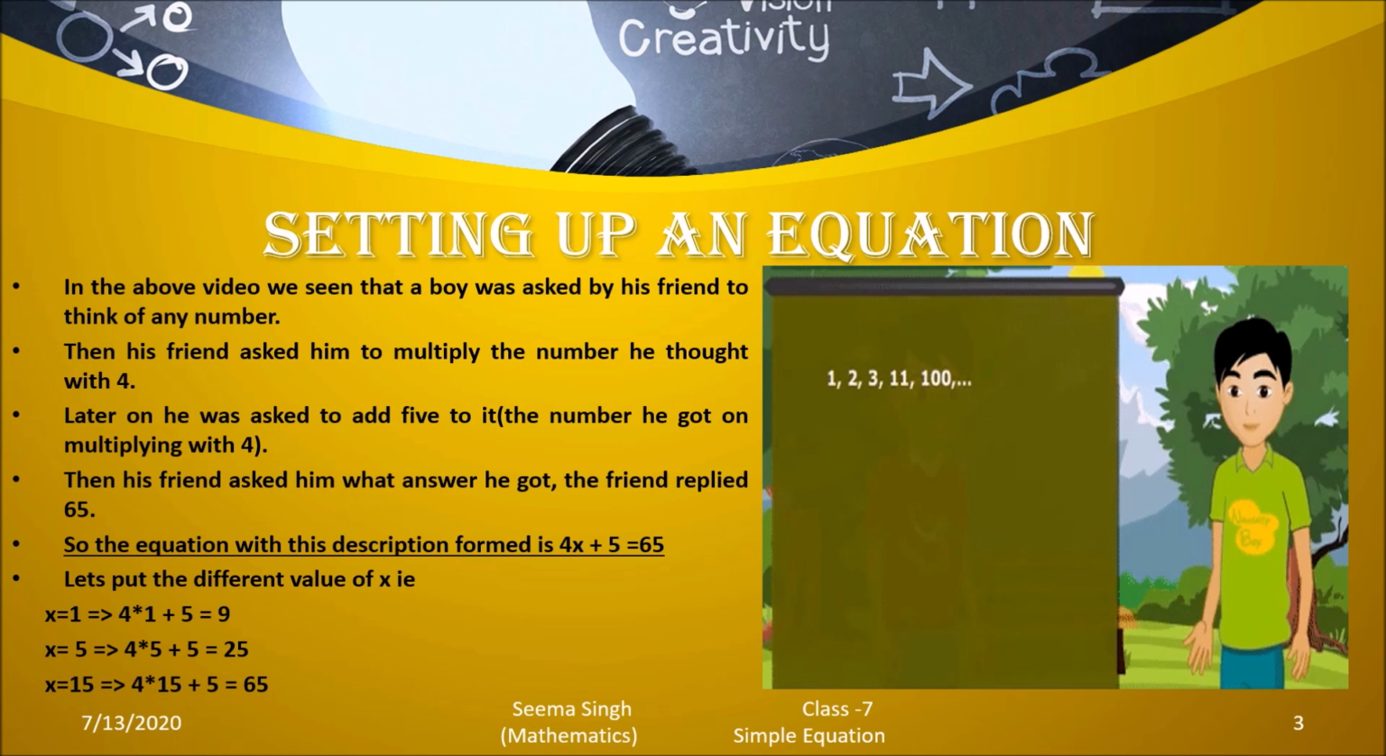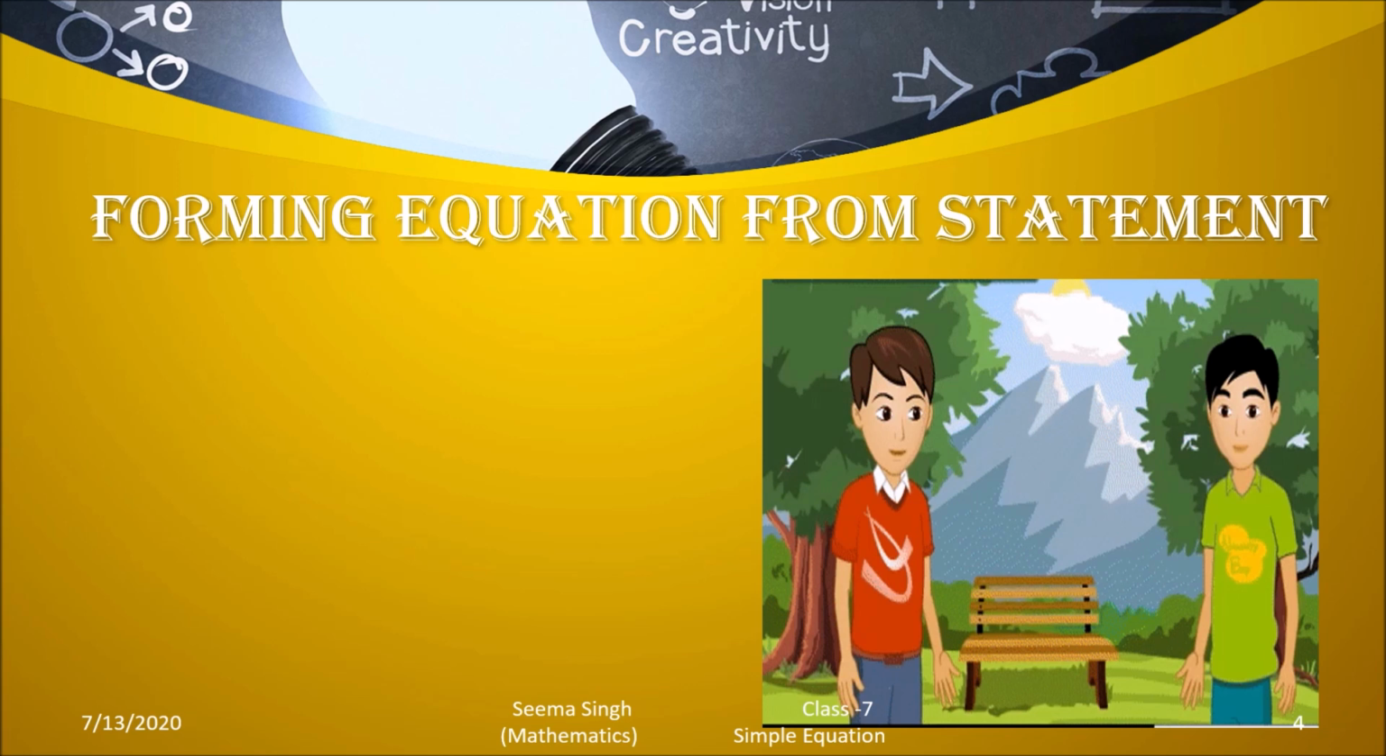And when we put the value of x as 15, we get the answer 65, which his friend got. So the value of x, the number that his friend thought, was 15. This is the way we set up an equation, and we can also cross-check our answer to see whether the value we got for the unknown number is correct or not. So we have seen how we can set up an equation.